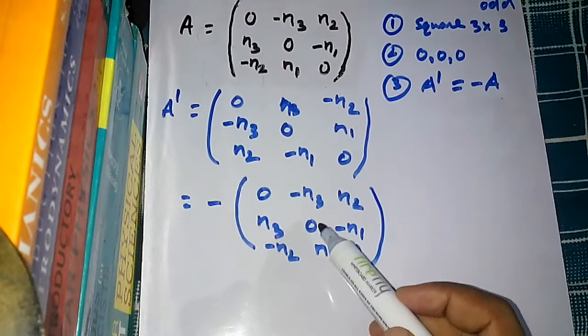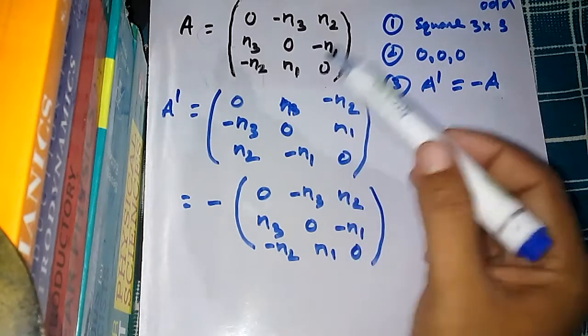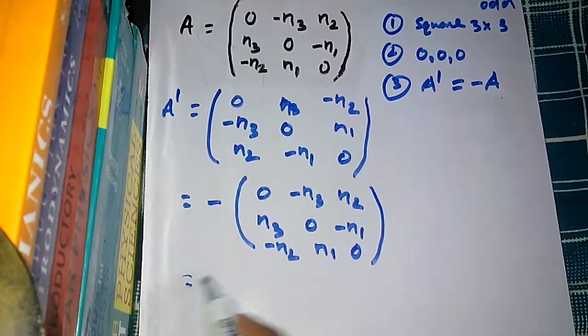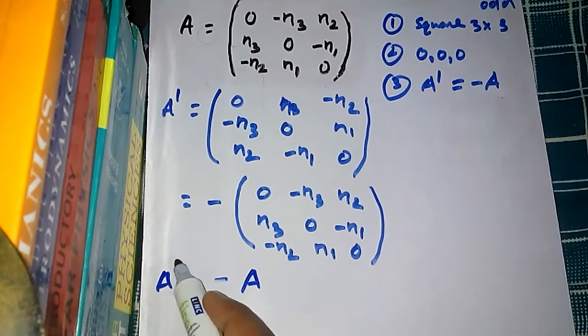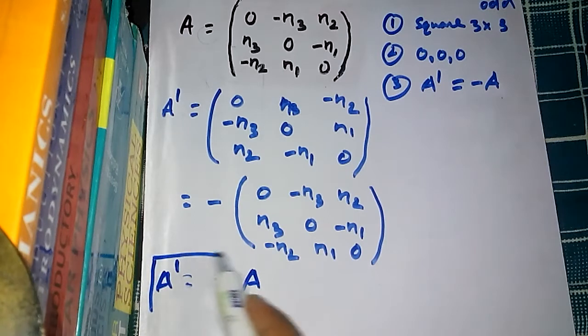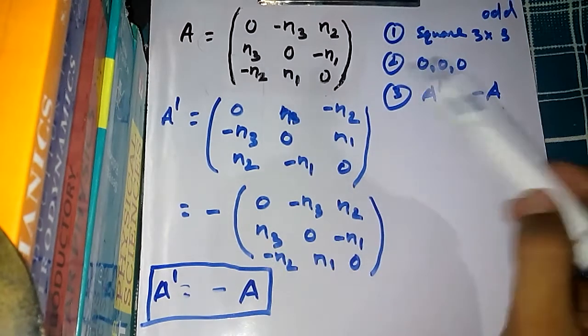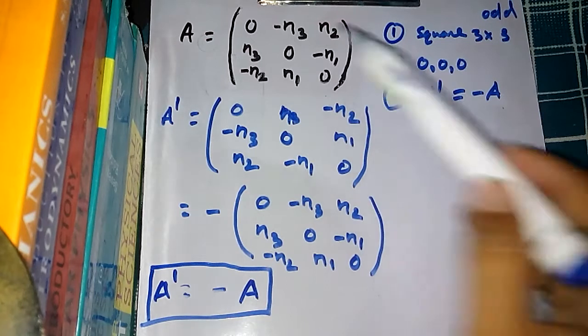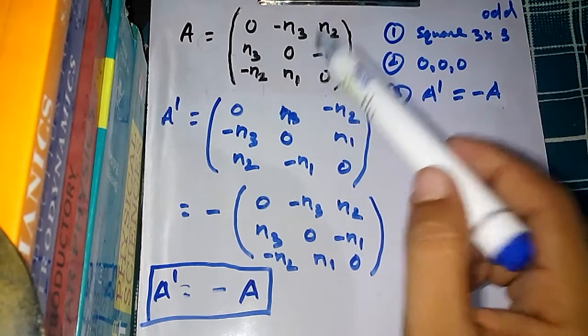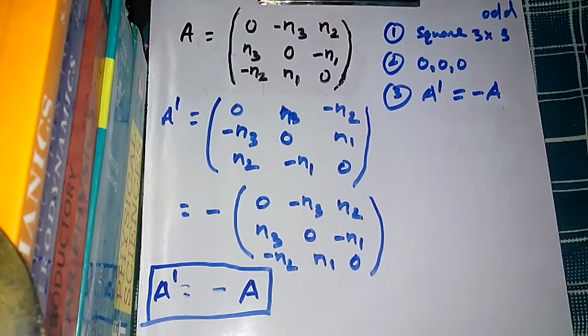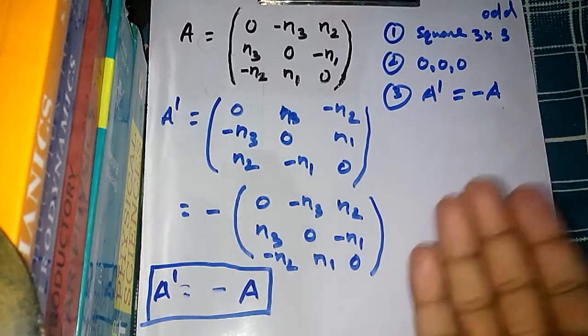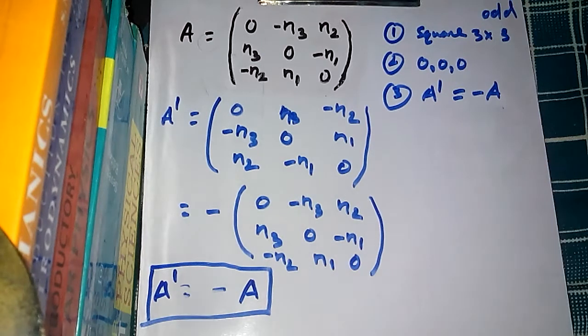Now compare this with this. They are the same thing. That means it is A, minus of A. And what was this? Transpose of A. So really, this matrix satisfies all the conditions. So this is an antisymmetric matrix. But we don't have to check like this because it has already been said in our problem that it is an antisymmetric matrix. But we have looked at this for knowledge's sake.